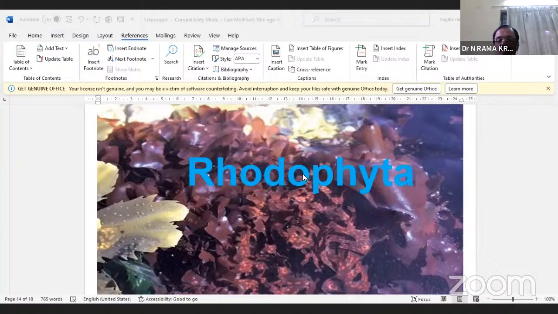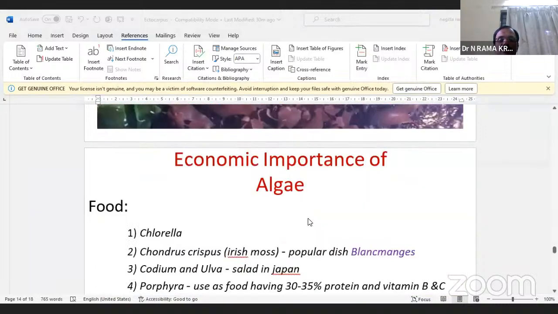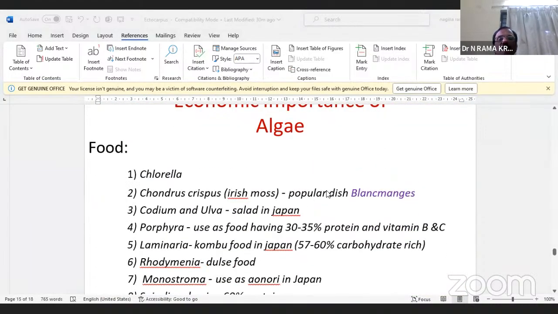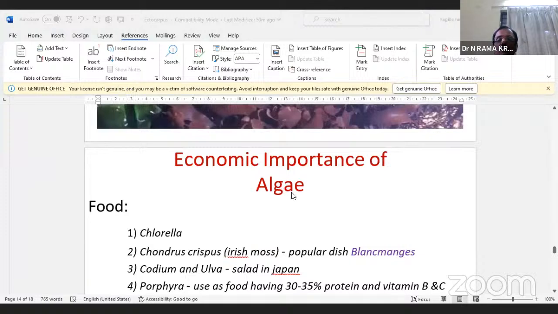Now you see here Chlorophyceae, Phaeophyceae, Rhodophyceae, Bacillariophyceae, Xanthophyceae. So almost all the algae are completed. Next, now you see here, what is the economic importance of algae.